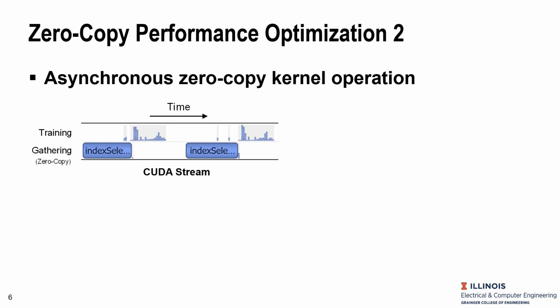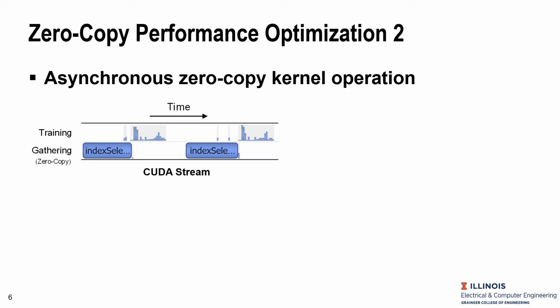The second optimization is asynchronous operation of zero-copy access. Unlike regular DMA-based data copies, zero-copy accesses are done by GPU kernels, and therefore they occupy the GPU cores. When the GPU cores are consumed by the zero-copy accesses, other GPU training workloads must wait until the zero-copy accesses are finished. In this slide, we show an end-side profiling result when we are training GNN with zero-copy accesses.